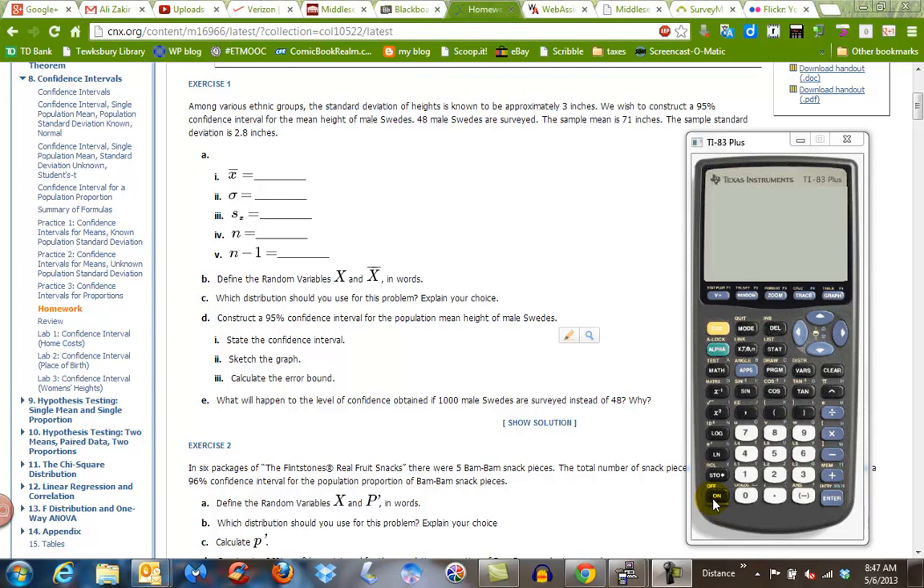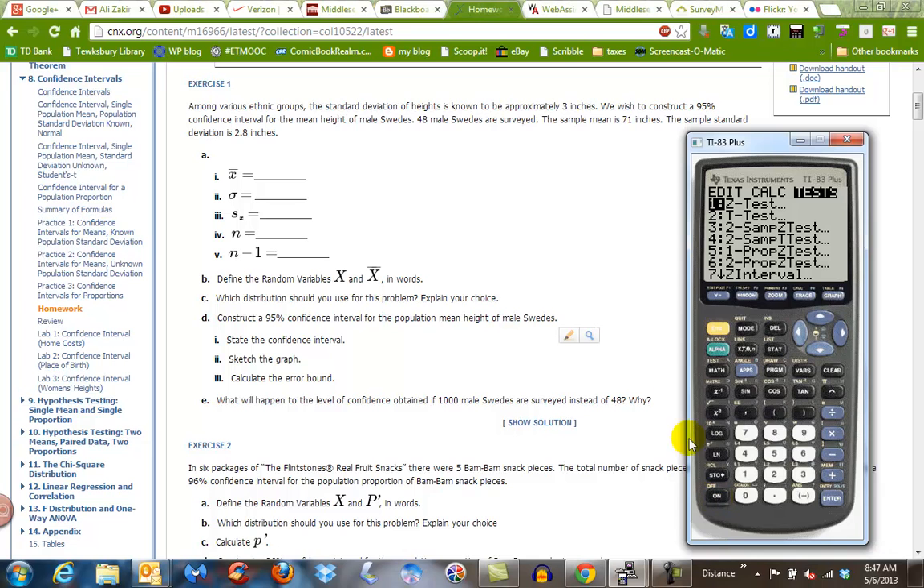Okay, so I'm going to show you how to do confidence intervals using your TI-83.